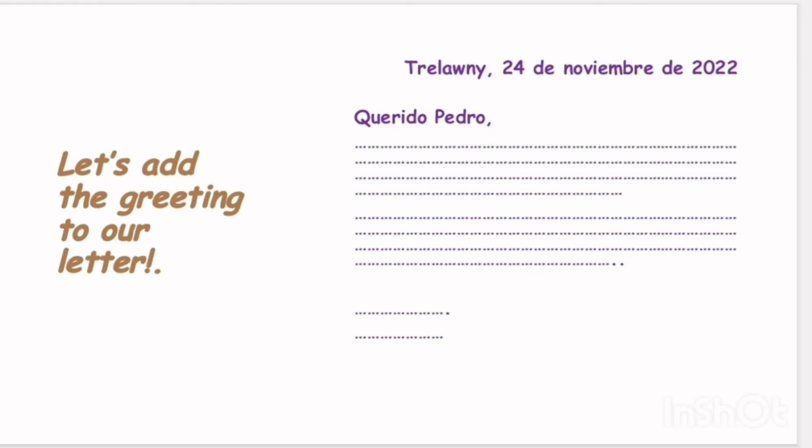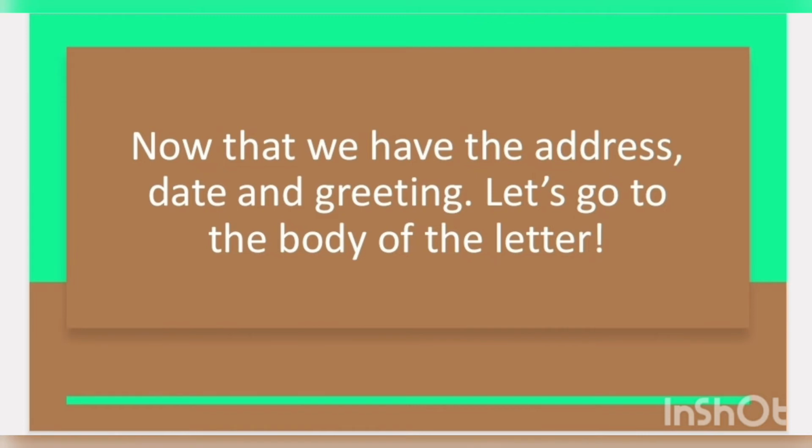So our address and the date, top right hand corner in one line. Then we have our greetings to the left, followed by a comma. So now that we have our address and the date and the greetings, I want us to now go to the body of the letter.